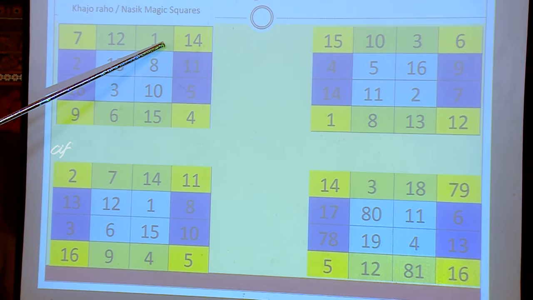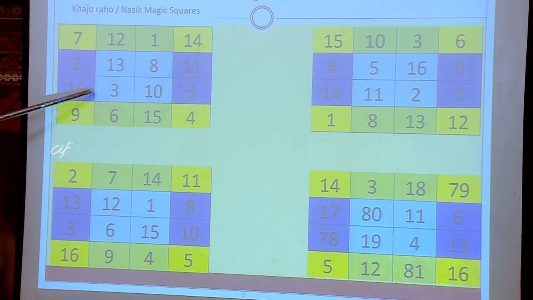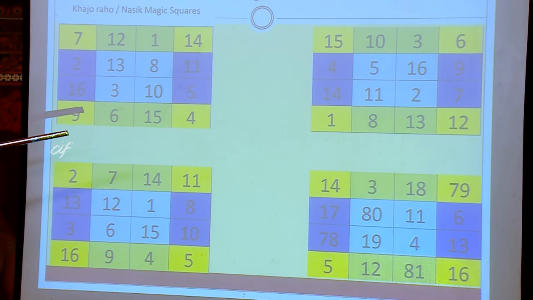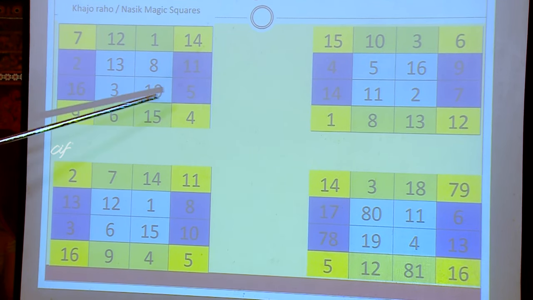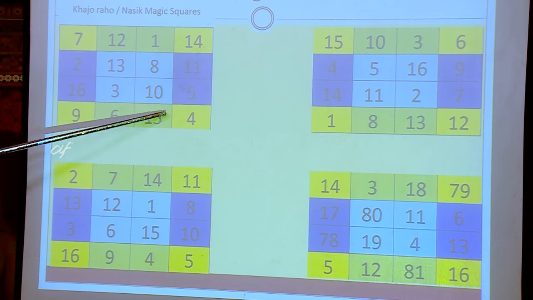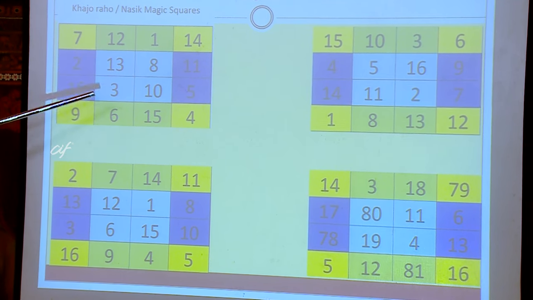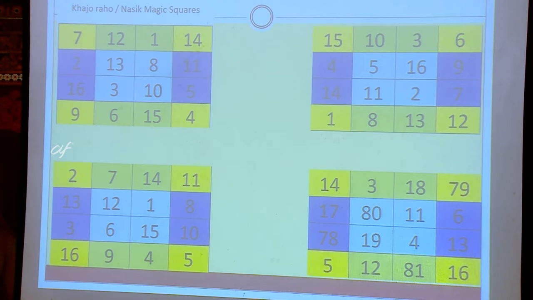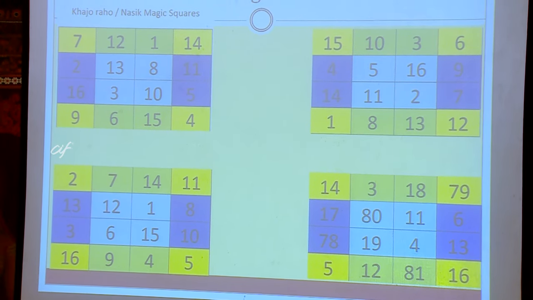11 plus 1 is 12, 16 plus 6 is 22. So this plus this and this plus this will get 34. Can you do it for some other cells also? 12 plus 2, 14. 15 plus 5, 20. 20 plus 14, 34. So these two plus these two, and these two plus these two, you will get 34. Anything else? Still there are more.